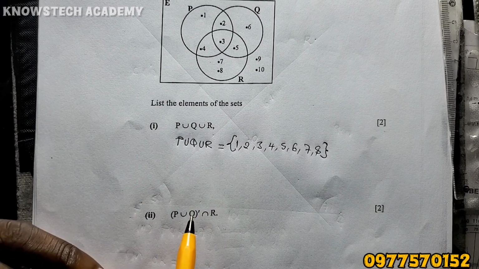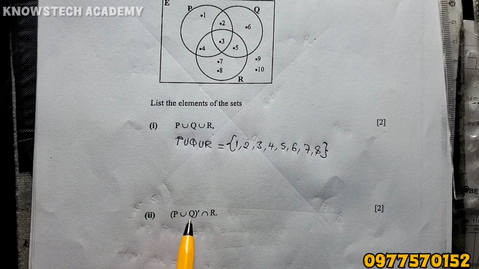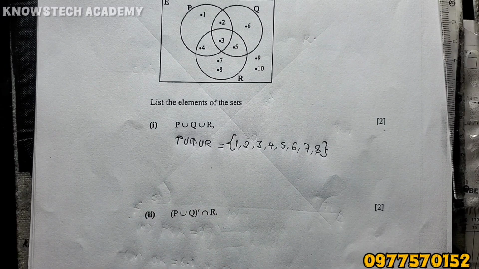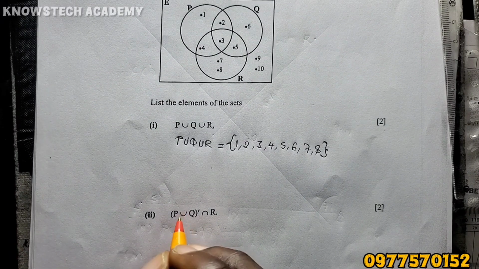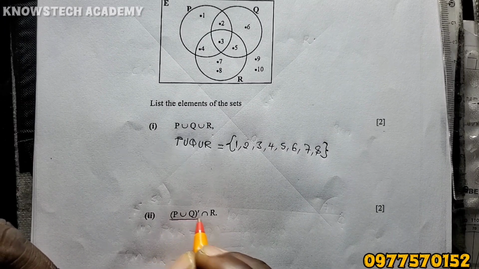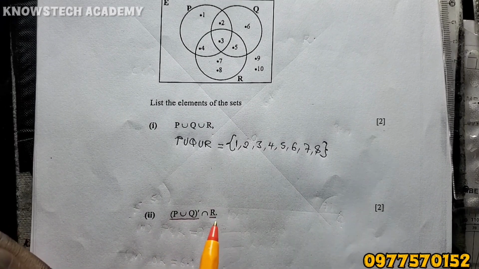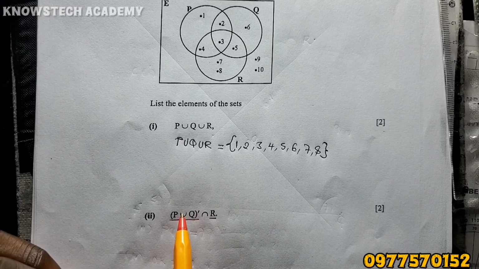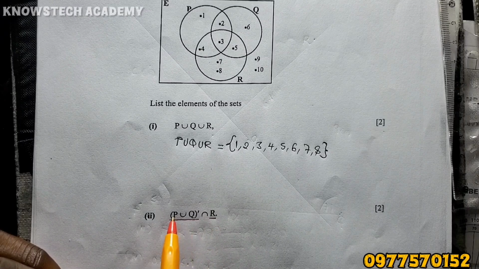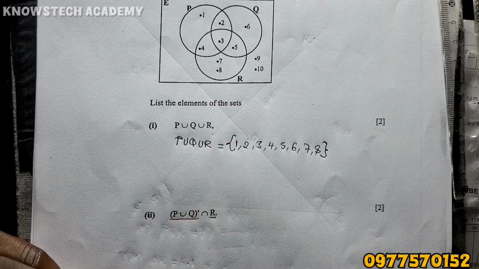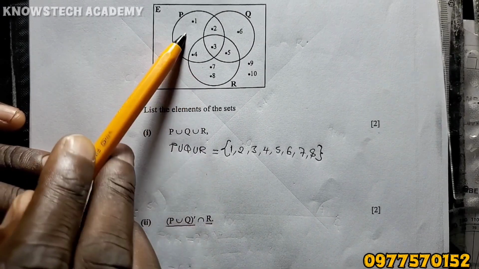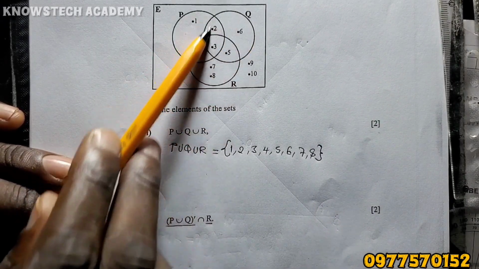Then the other question, which is question 2, they're saying list the elements of sets P union Q complement intersect R. So here this is what you need to know. There are two sets: P union Q complement, and R. So they're saying, write what is common in P union Q complement and in R. First, let's list the members of P union Q complement. Those that are not in these two. When you put P and Q together, then you remove them.